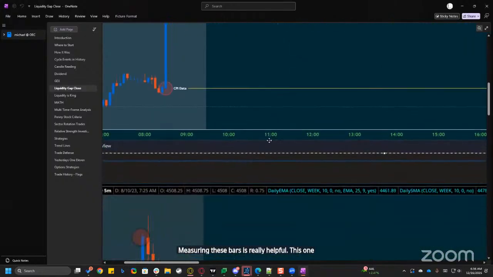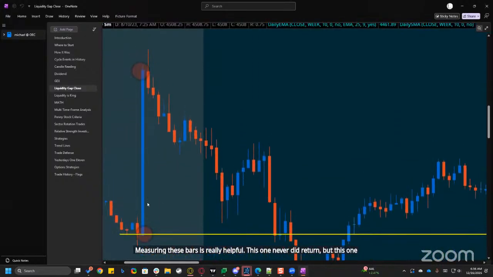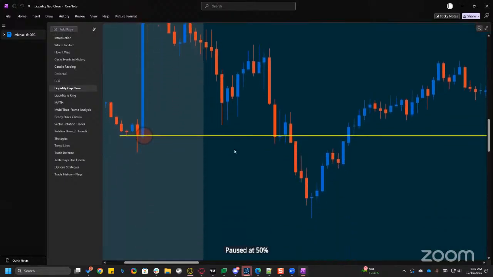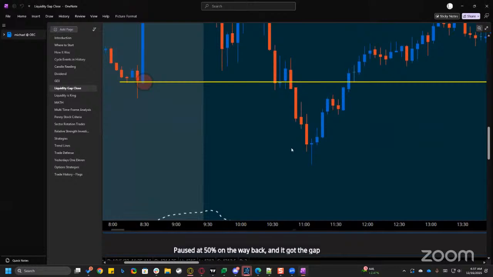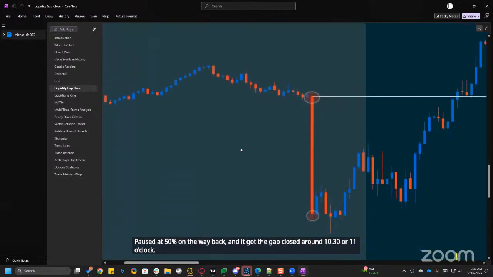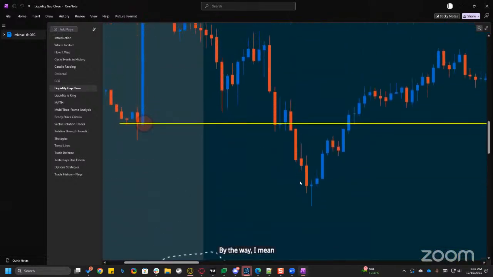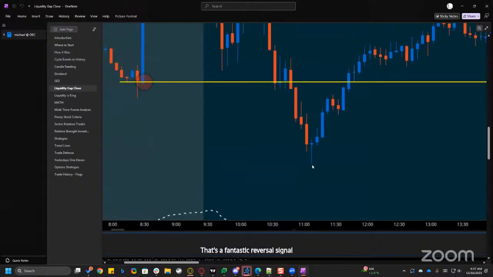This one never did return, but this one did. So no wick going in the other direction, closed in the upper 25%, paused at 50% on the way back, and it got the gap closed around 10:30 or 11 o'clock. By the way, just look at that. Isn't it so pretty? That's a fantastic reversal signal. It doesn't get much better than that.